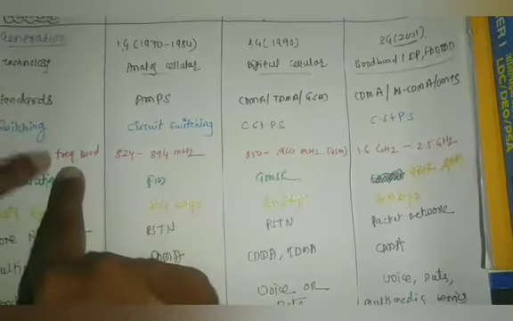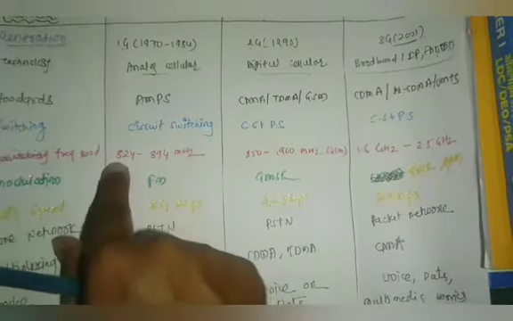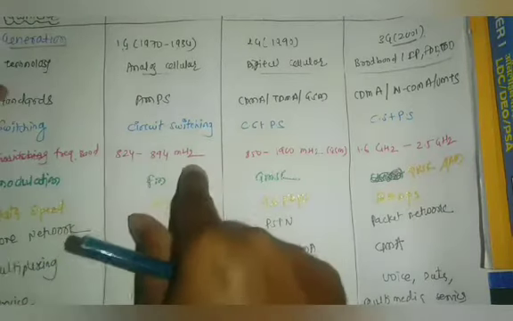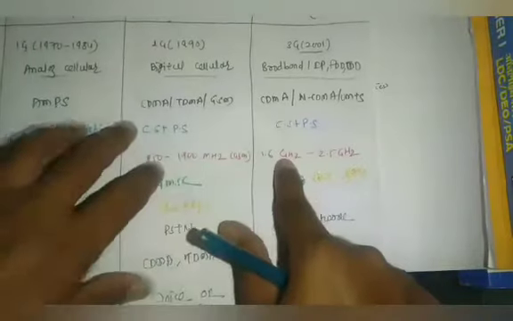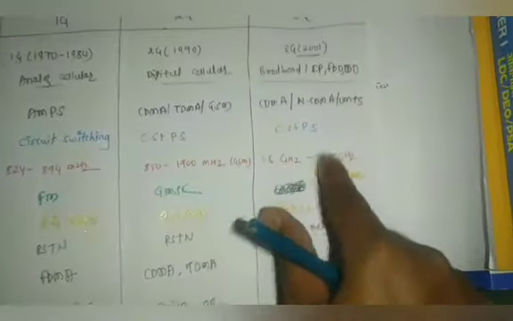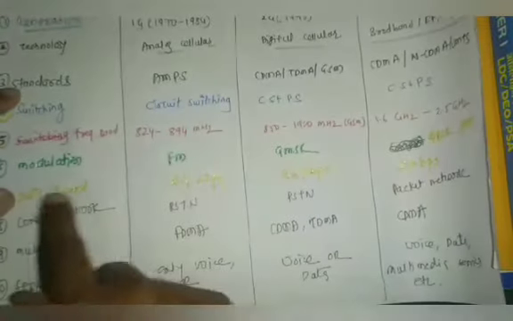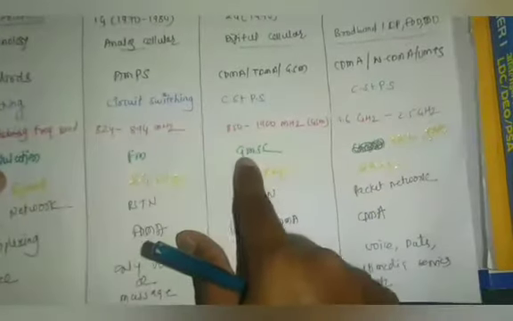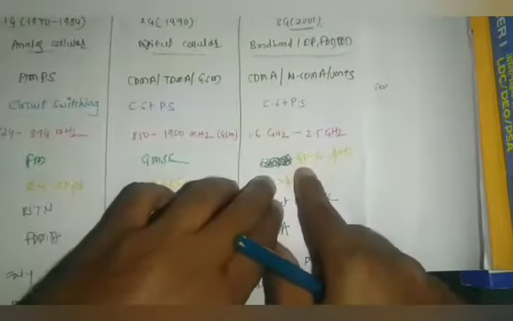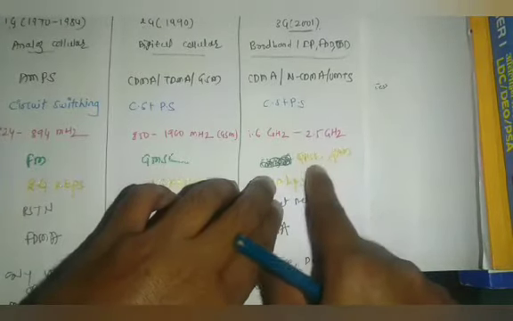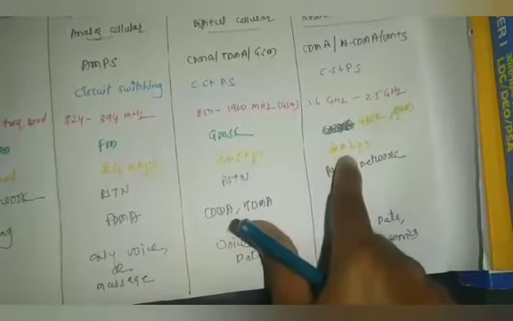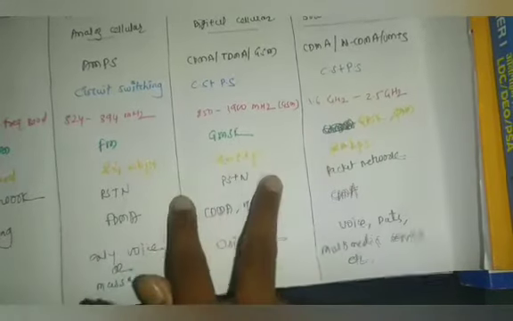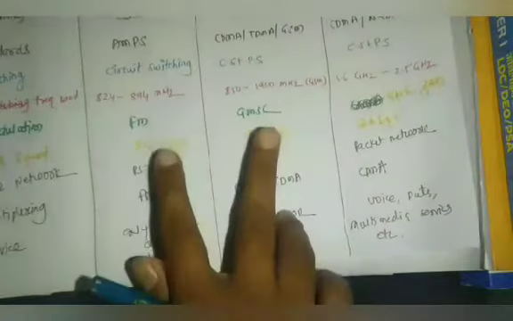Then frequency band: 824 megahertz to 894 megahertz, 850 to 1900 megahertz for GSM, and 1.6 gigahertz to 2.5 gigahertz for 3G. Modulation: frequency modulation, then GMSK, find out the long form, then QPSK or QAM, find out the long form of both. Then data speed: 2.4 kbps, 9.6 kbps and 2 mbps. One is too high, one is too low.